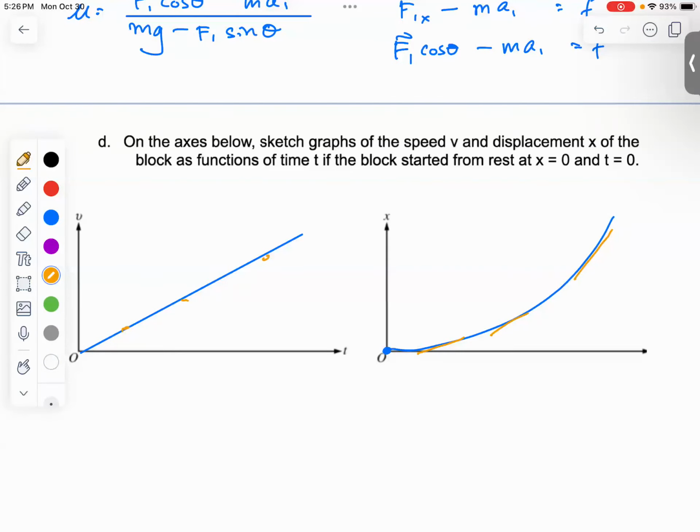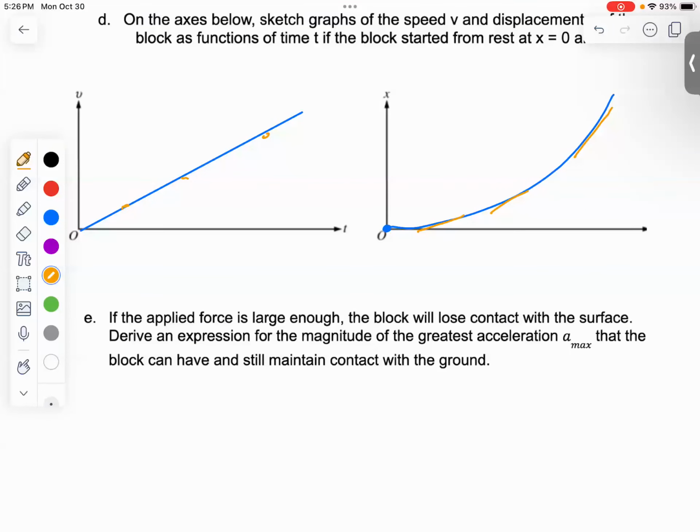All right, last part, E. Okay, take a look at part E. Part E says if the applied force is large enough, the block will lose contact with the surface. Derive an expression for the magnitude of the greatest acceleration that the block can have and still maintain contact with the ground. Do you understand what the question is asking?